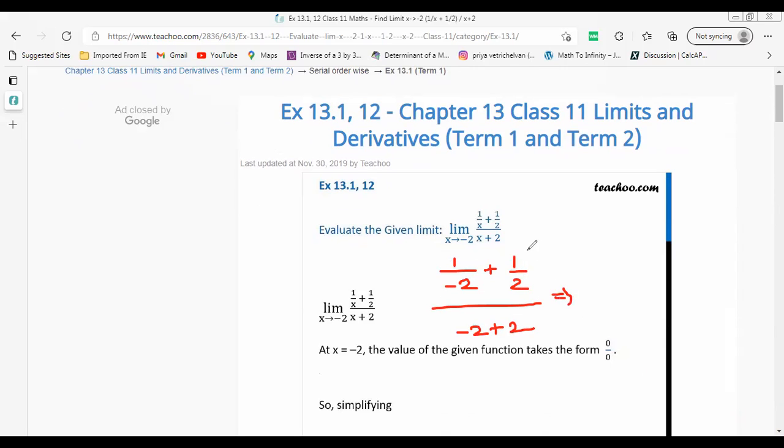See, you can add the numerator directly, right? Because the denominator contains the same value. So that will become 0. Minus 1 by 2 and plus 1 by 2 will be 0. And in the denominator you do have minus 2 and plus 2, which gives you 0. So this function is in the form of 0 upon 0. So we have to proceed further.